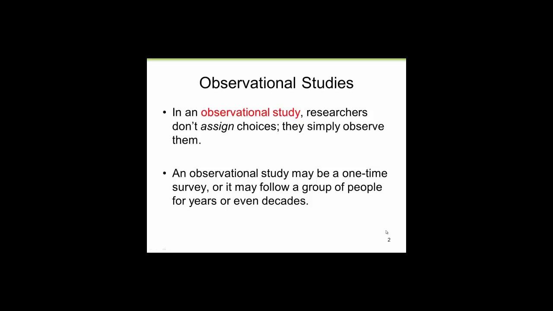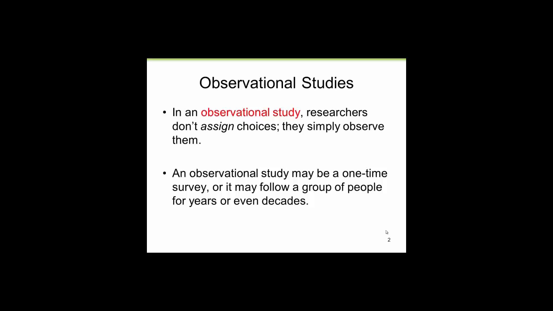In an observational study, as the name would suggest, scientists observe subjects and look for correlations between risk factors and outcomes, but they do not actively experiment on the subjects or assign choices or treatments to these subjects. An observational study may be a one-time survey, or it may be that the scientists select a group of individuals and follow them for years or even decades.